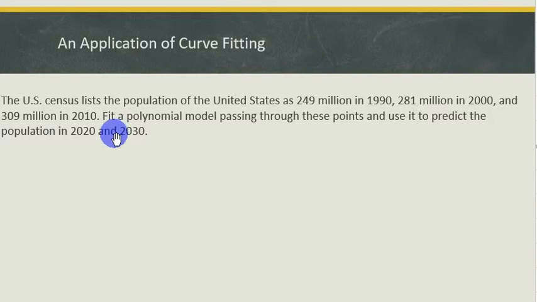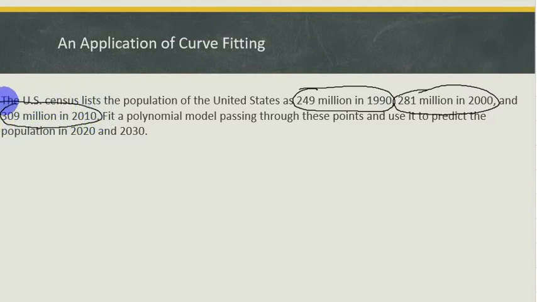Alright, now the first thing that we need to determine would be our points, because that would be our basis for our polynomial model. Now we know for a fact that the listing of the population are as follows: 249 million in 1990, 281 million in 2000, and 309 million in 2010. We can use these as our points.